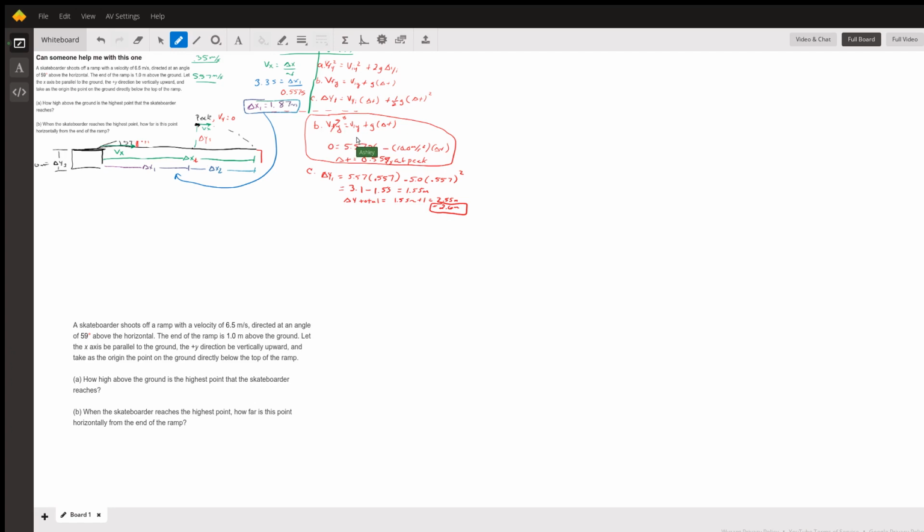For the next part, I already solved for time, so plug it into your Vx equals change in x over time equation. So 3.35 times the 0.557 seconds, and your change in x comes out to be 1.87 meters. Okay?